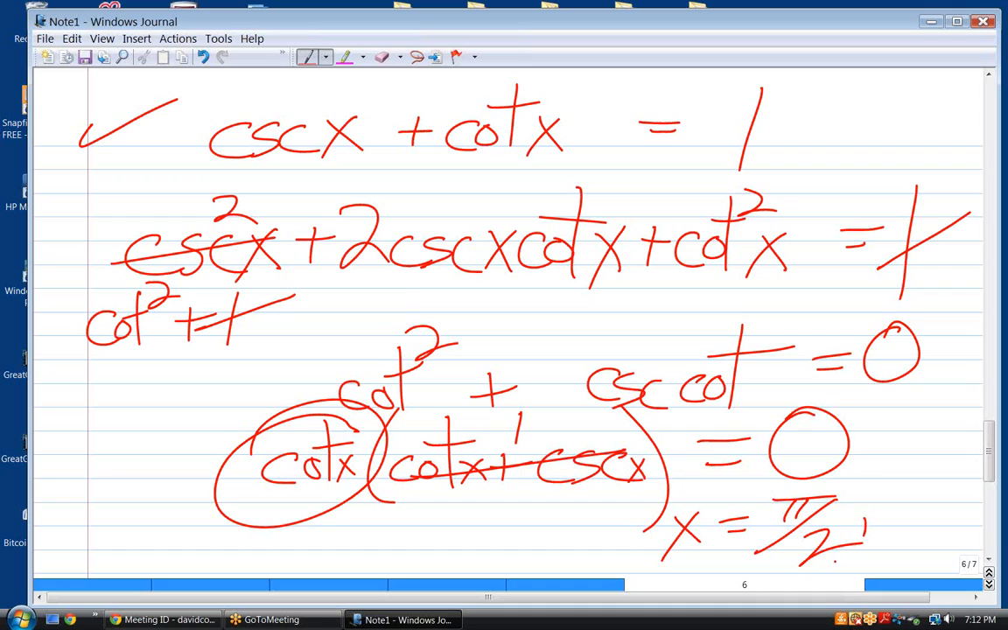And third quadrant would, oh, hold on. No, I just add pi, so 3 pi over 2. There's your two answers right there.